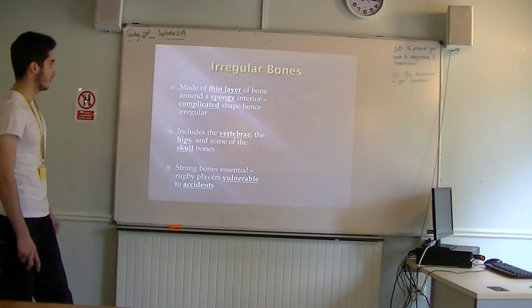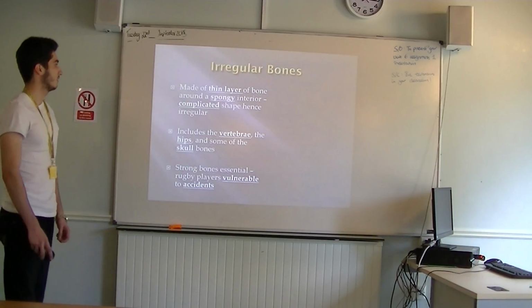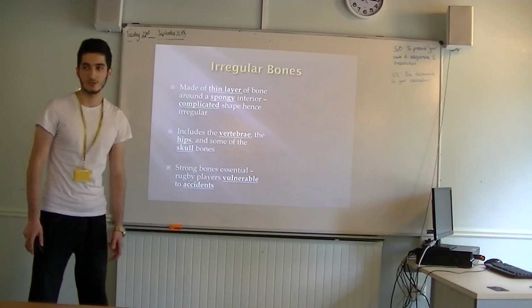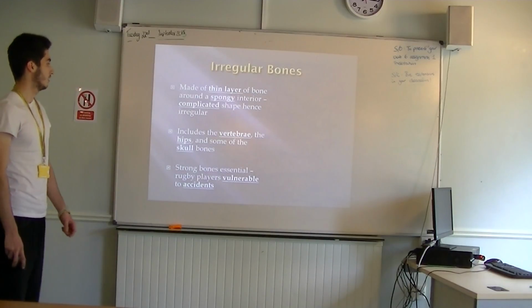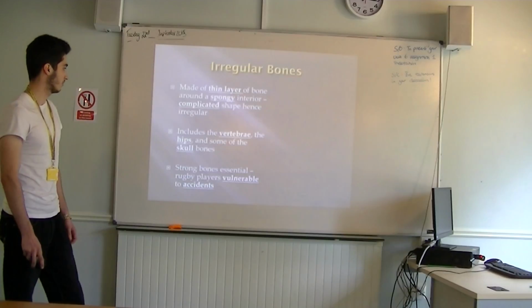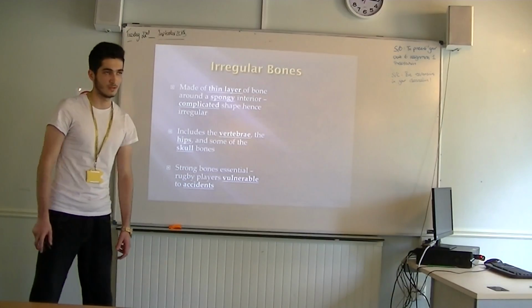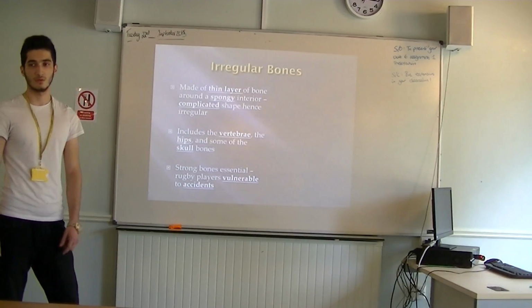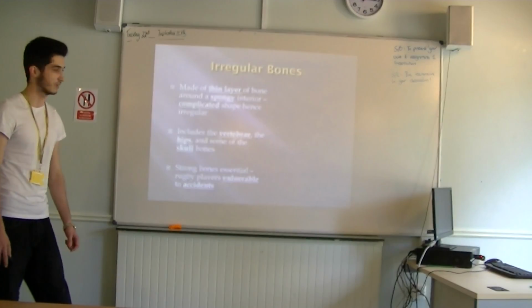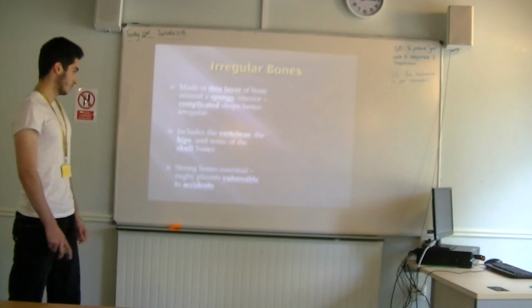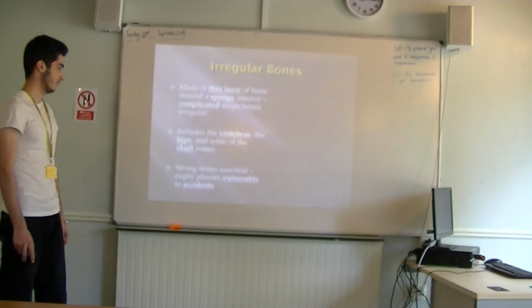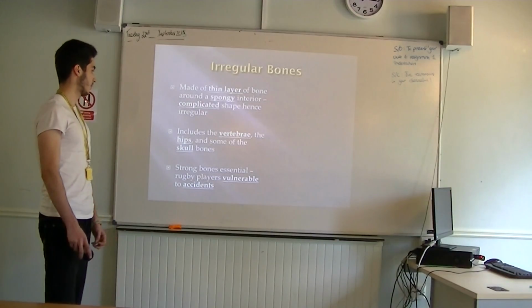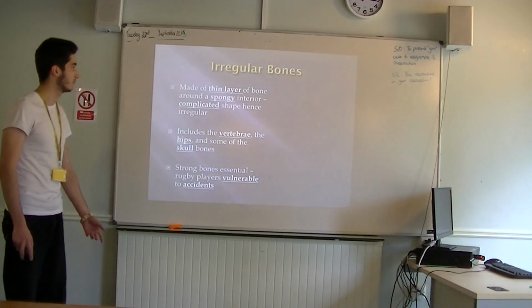Irregular bones are made of a thin layer of bone around a spongy interior. It's complicated, that's why it's called irregular. This includes the vertebrae, the hips, and some of the skull bones. The vertebrae, for example, protect the spinal cord, which helps with nerve impulses. Strong bones are essential. Obviously, if the strong bones weren't there, rugby players would be vulnerable to accidents.